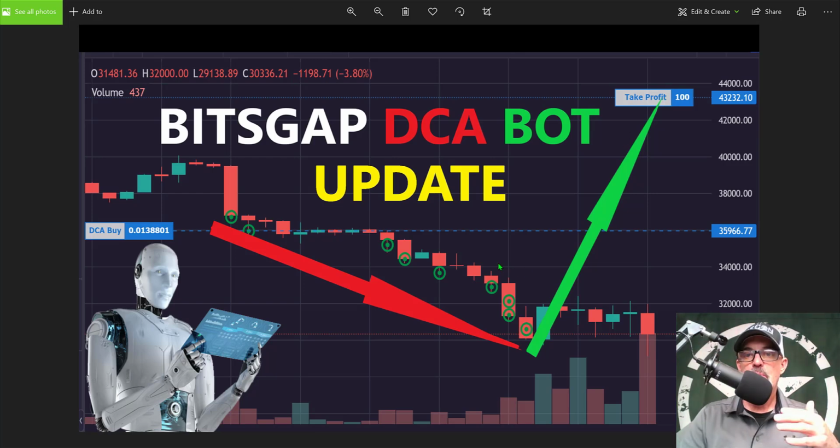And so if that entire move up is, let's say, 20%, rather than capturing only a 5% profit with a traditional grid bot, because again, you're scaling out, you're not capturing the whole move, with the BITSGAP DCA bot, you can capture that entire 20% move in profit. And that strategy will far outperform your traditional DCA strategy where you're buying high and low. That makes absolutely no sense.